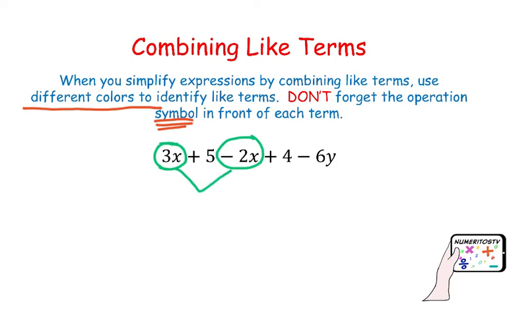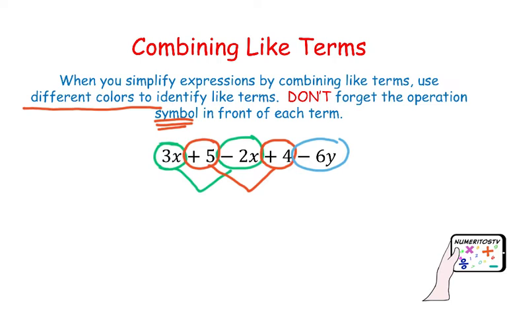I am going to use another color, so let's choose red to circle the constants. Constants are terms with no variable, so I have this plus 5, don't forget the symbol in front of the number, and I have plus 4. So, those symbols are going to tell me what operation to perform for those two. And I am going to use another color to represent the terms with variable y. In this case, the only one is negative 6y or minus 6y.